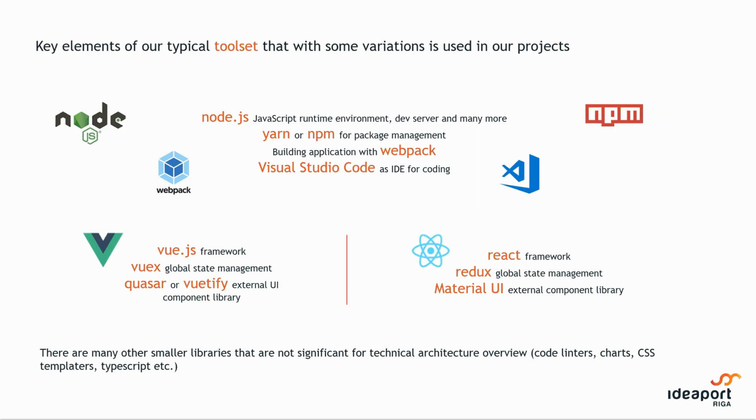So Node.js is a must, of course, for building the application. Yarn or NPM we use for package management to work with third-party libraries. We build applications mostly with Webpack, and most of us also use Visual Studio Code for coding. In case it's Vue.js, we use Vuex for global state management, and Quasar or Vuetify for the external UI component library. In case it's React, it's Redux and the Material UI external component library.